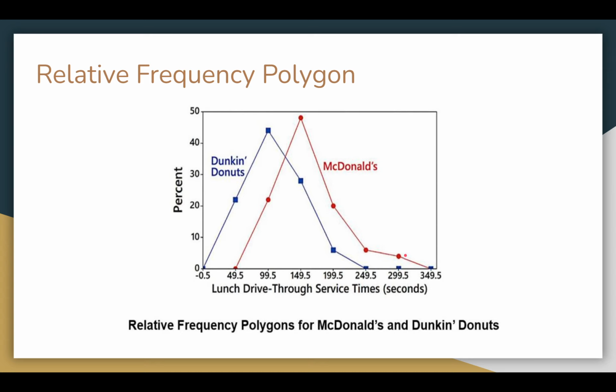Because the others here are at zero, and we could say that right here for our dot, because this dot at 349.5 for McDonald's would also be zero. So the 299.5, so approximately 300 seconds. So you can compare.